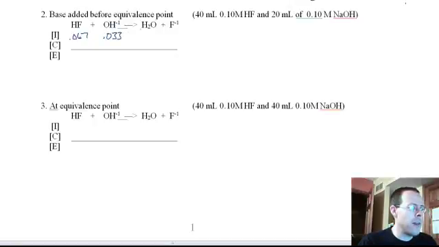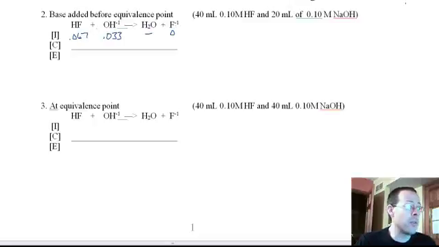Our water doesn't matter, and our F⁻ now is going to be 0, and it's going to play a part because it's no longer chloride, which is the anion of a strong acid, but it's fluoride, which is the anion of a weak acid. So it does hydrolyze. We're going to see what that means in a second.